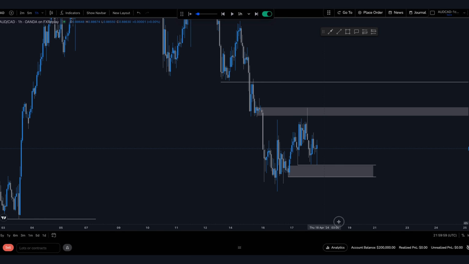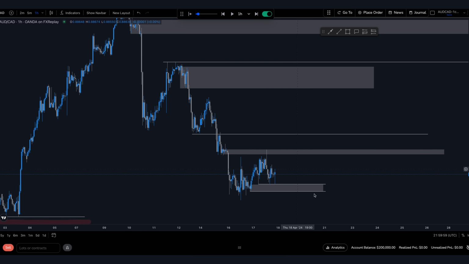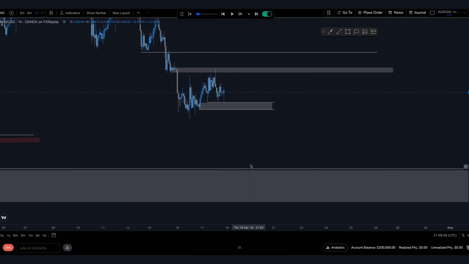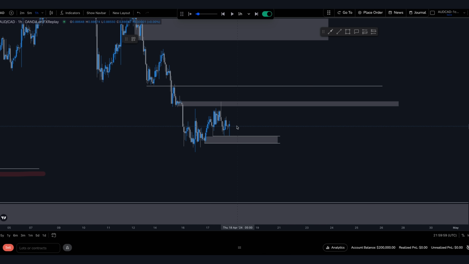Now, if we then recap what we've got so far, we are just essentially looking to take this market down through these equal lows, through this white line, which again is equal lows, and into this demand zone. So we are looking now for a trade from here to here. We had a trade from here to here.